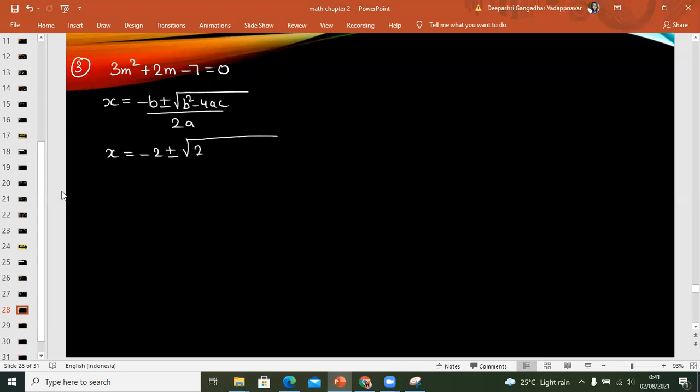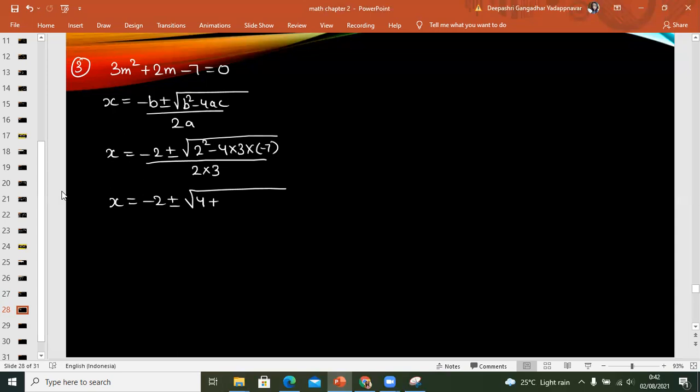B square, that is 2 square, minus 4 multiplied by 3. A value is 3 and C value is negative 7, so write this in brackets. Divided by 2 times 3. X equals minus 2 plus or minus square root of 4 plus... negative times negative becomes positive. Students, most of the time, make a mistake here. Negative times negative: they don't see this negative 7 and they will directly write a negative. Make sure that you are multiplying all the numbers correctly.